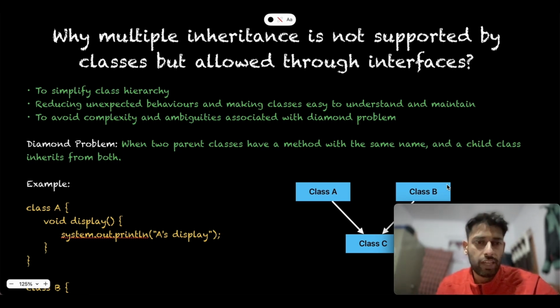And also there is one scenario related to the diamond problem. So to avoid its complexity and ambiguities, classes don't support multiple inheritance but it is allowed through interfaces. So first we will go through what the diamond problem looks like, for which Java has made it a no-no for the classes to have multiple inheritance.